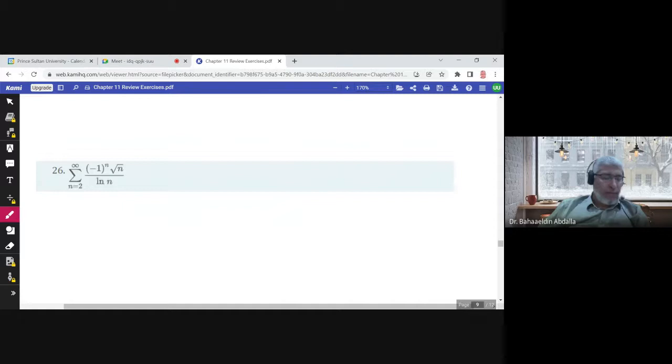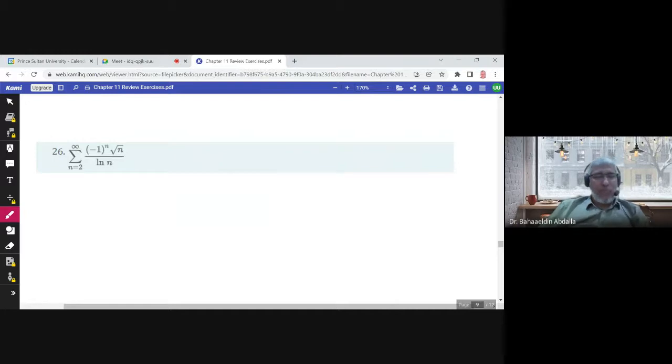Okay. What about this one? If you notice that I have summation n over ln n. And let us try to find the limit of this. The limit when n goes to infinity is infinity over infinity. So let me see what is the limit of square root of x over ln x when x goes to infinity.